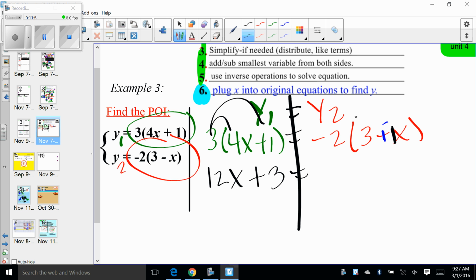Using the distributive property, we take that negative 2, we multiply by 3 is negative 6. We keep the sign. We distribute again. Negative 2 times negative 1 is positive 2. Reattach the variable x. So this is what we have left after we kill the parentheses. We have 12x plus 3 on the left-hand side, and we have negative 6 plus 2x on the right-hand side.